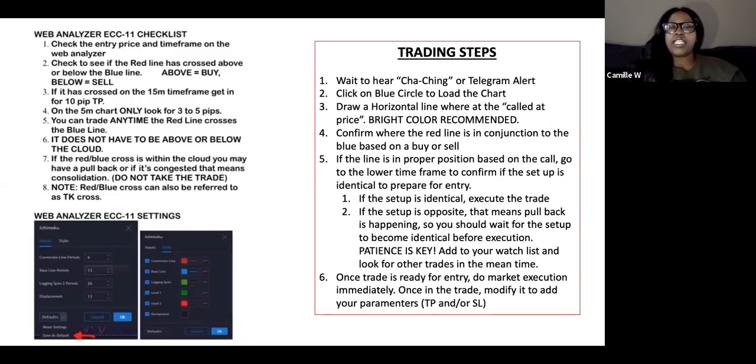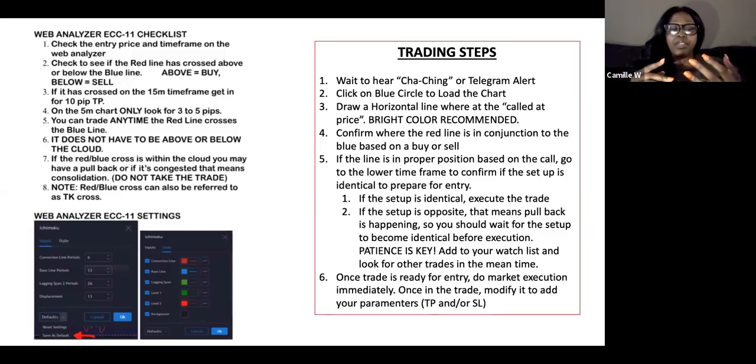There are a couple of things that you want to make sure you have in place or understand. With the web analyzer, if an alert pops up and the box is red, you're looking for sells. If it pops up and it's green, you're looking for buys. If it's looking for sells, as soon as you pull that chart up, you're looking to see if the red line is below the blue line. That's your first confirmation of getting ready to enter that trade. If you're looking for a buy, you want to see that the red line is above the blue line, okay?